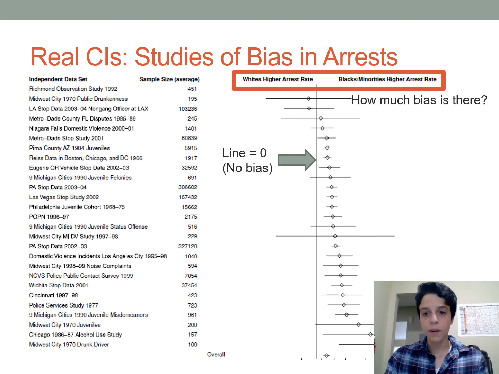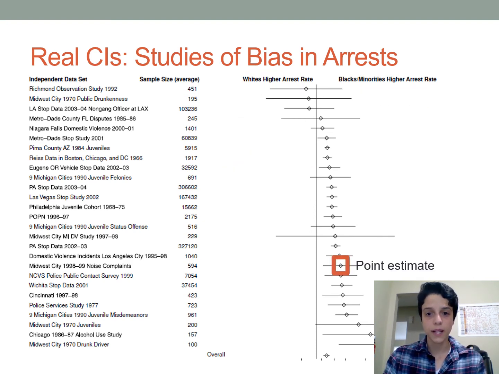This is going to say what I pretty much just said, but the line would be 0 of no bias, and this would tell you how much bias there is. Each of these dots would be a point estimate. The 95% confidence interval would be those lines. And you can use that to see a picture of what's going on.